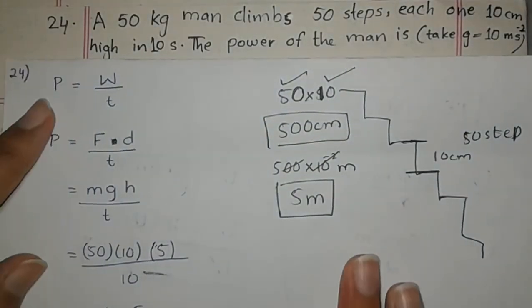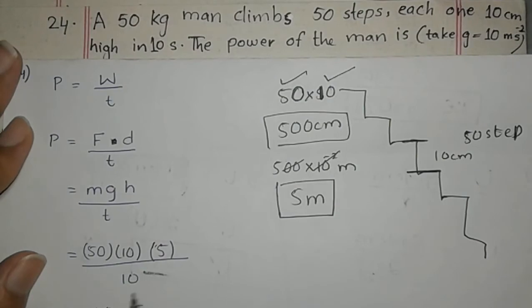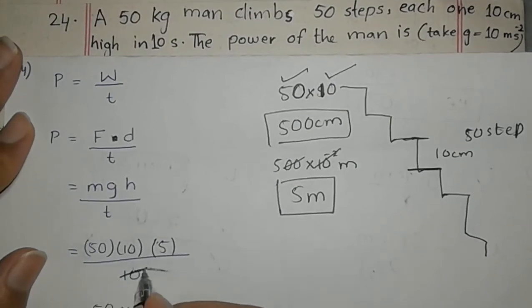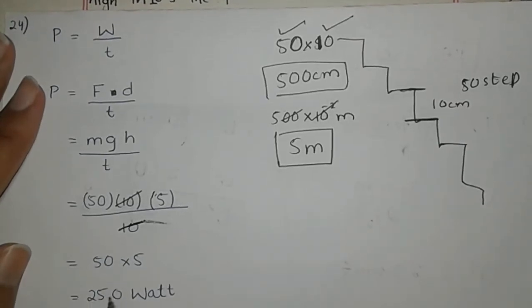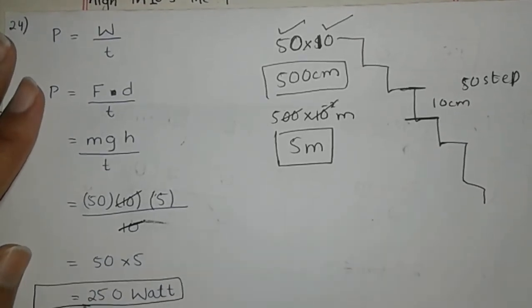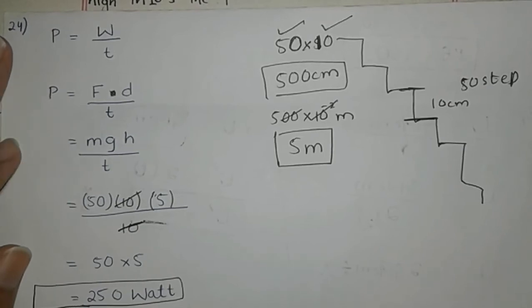Now put h is equal to 5 meter, and let's cancel this 10 with 10. Now 5 multiplied by 50, we will get 250 watt. The power of the man is 250 watt.